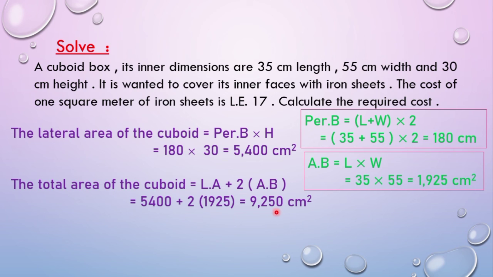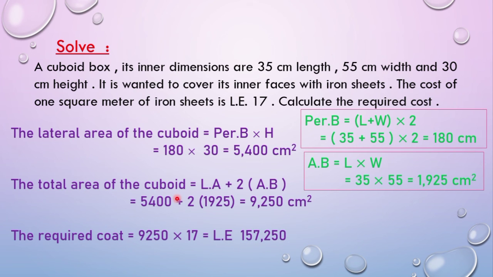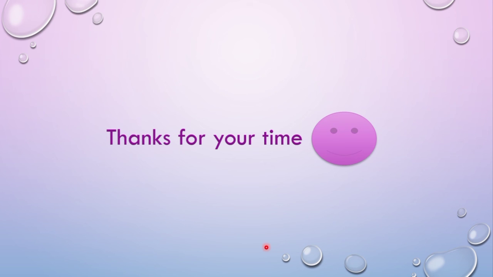If you make them plus, the answer will be 9,250. Why? Because we cover all the faces of the cuboid. Okay, so I will take the 6 faces. I will get the total area of the cuboid with the 2 bases. To get the required cost, it will be 9,250 times 17. It will be 157,250. Thank you for your time.